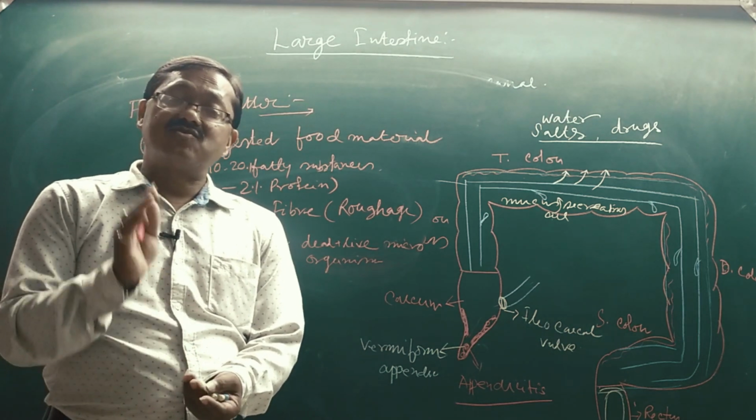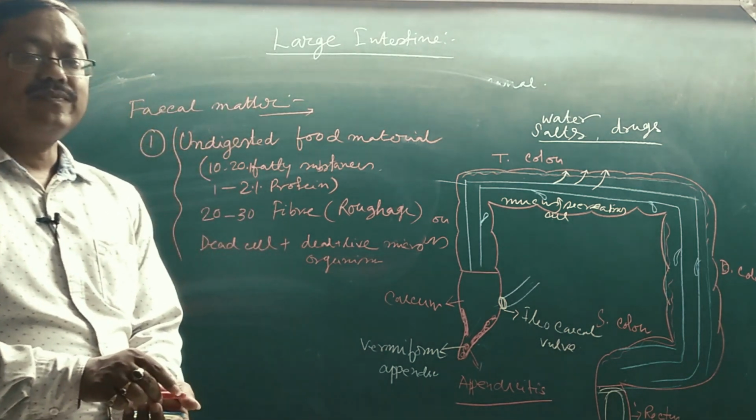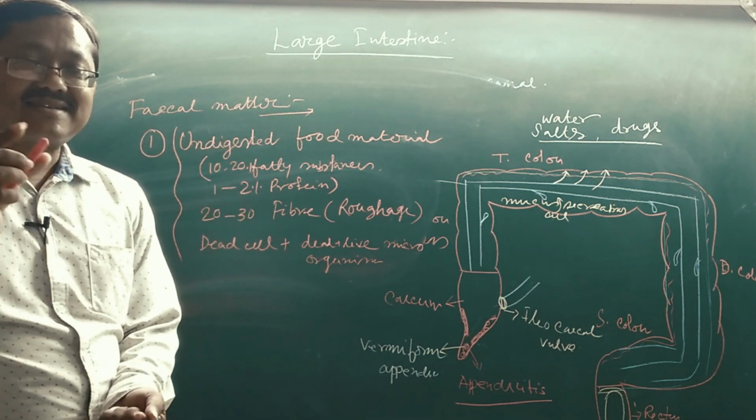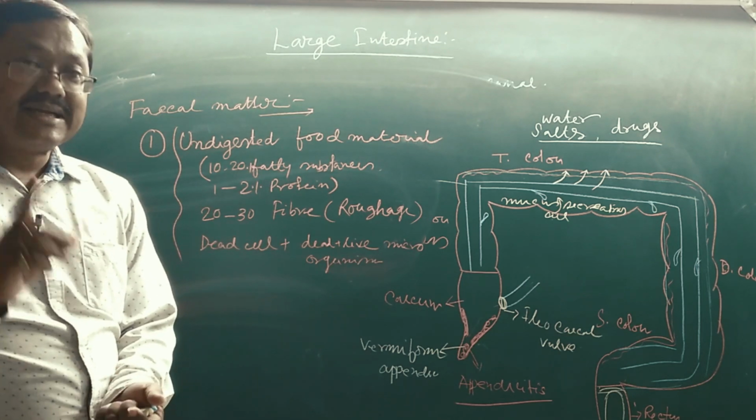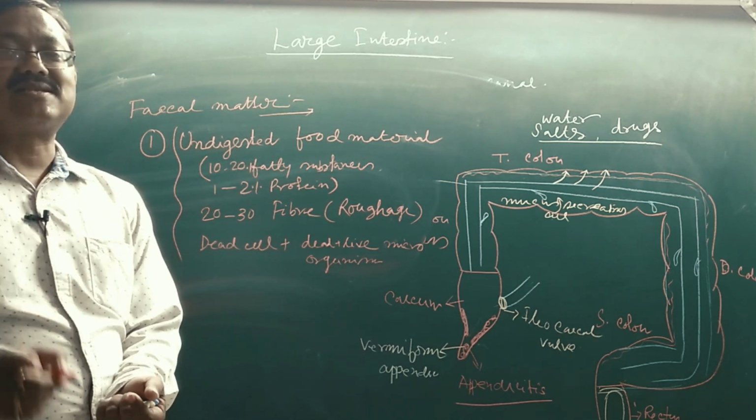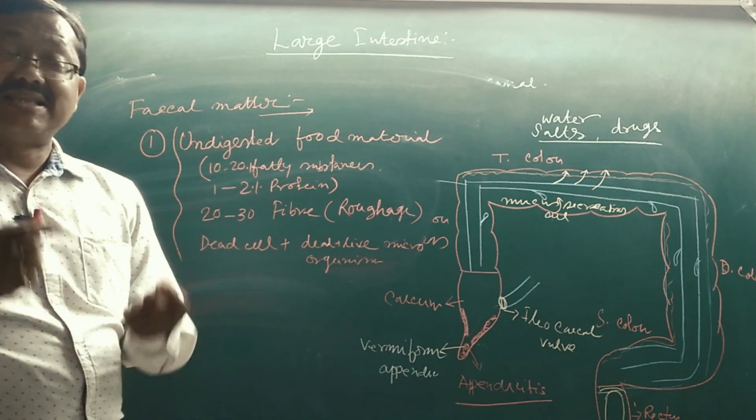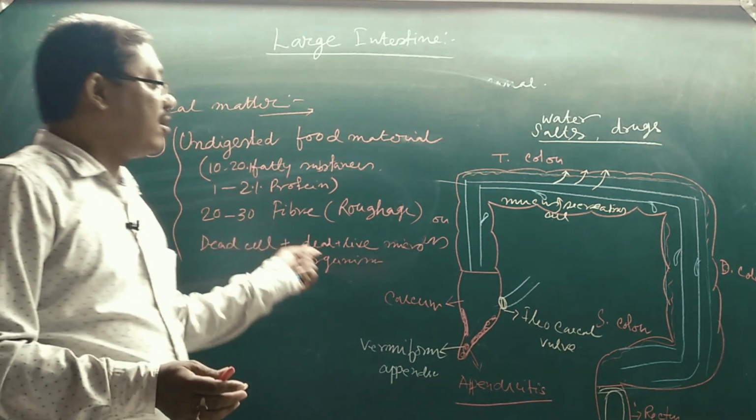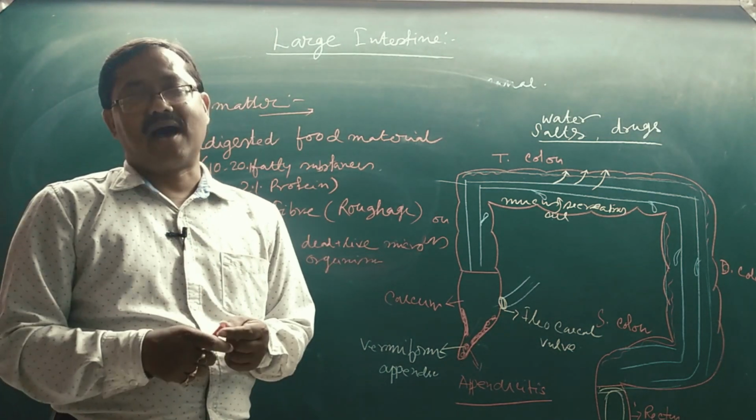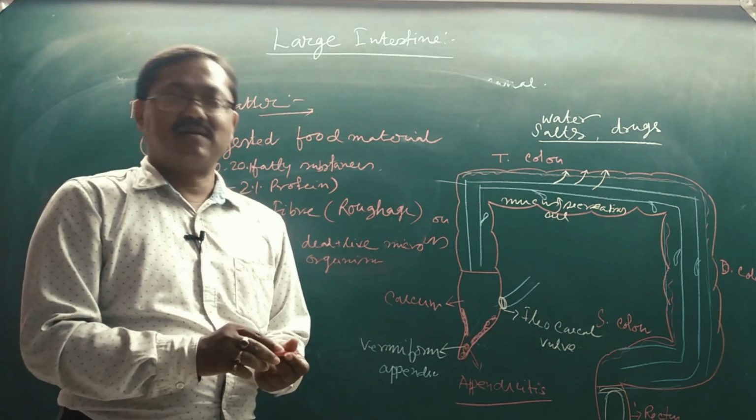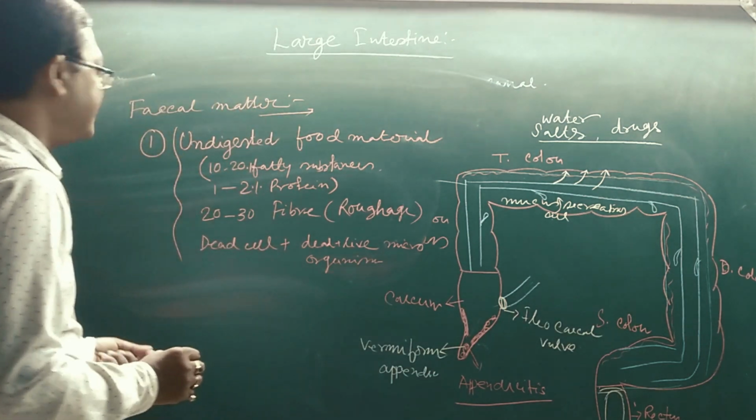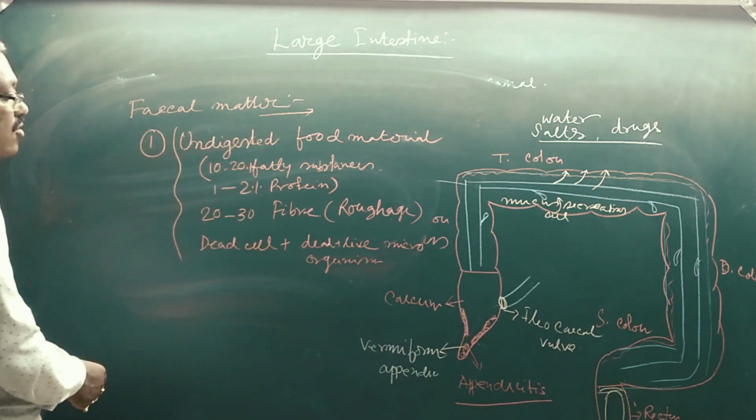Fecal matter is not an excretory substance. It is the undigested food material, and these are mainly formed from the extracellular area, not the intercellular space. The fecal matter generally contains minerals.